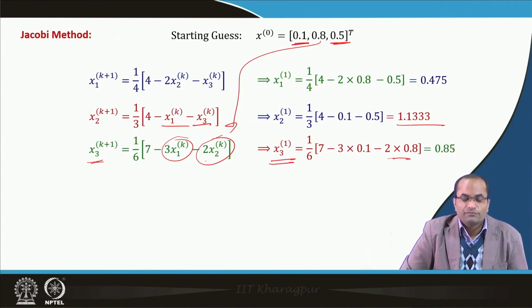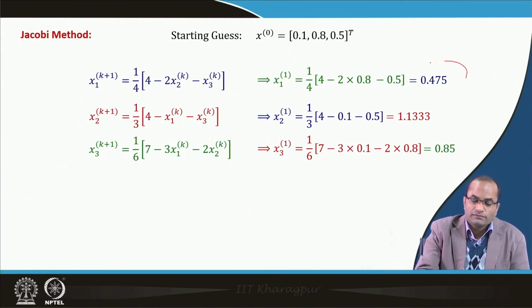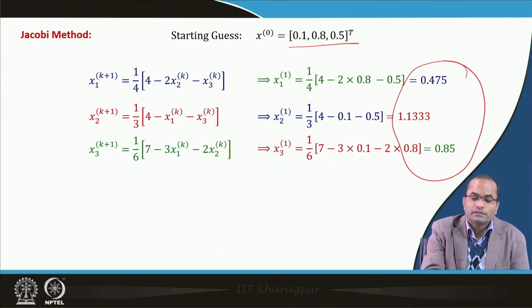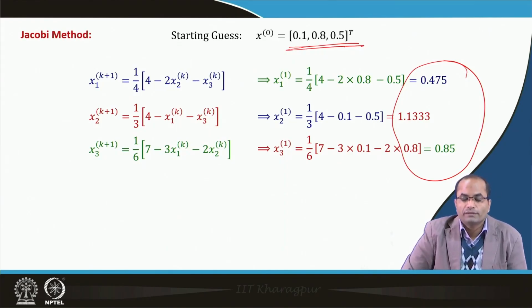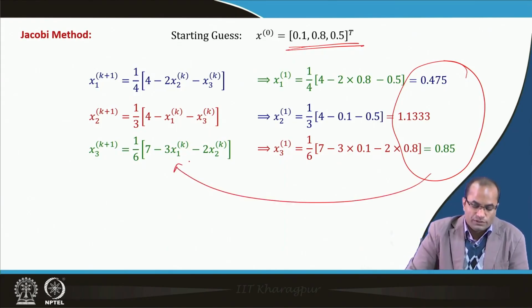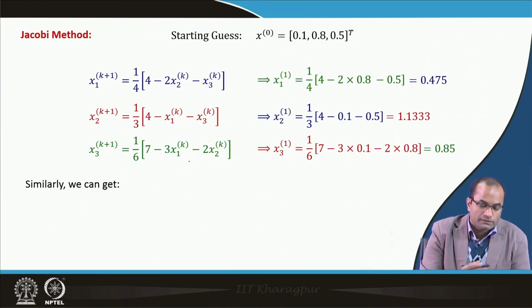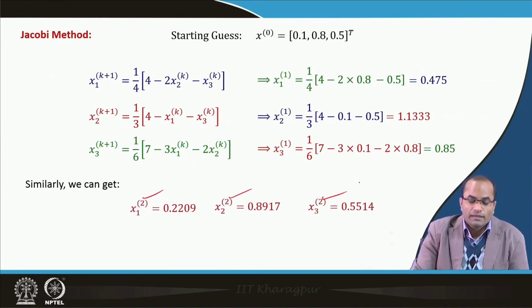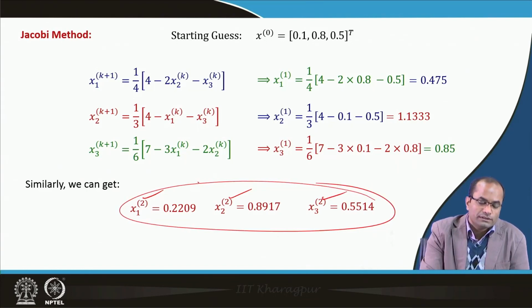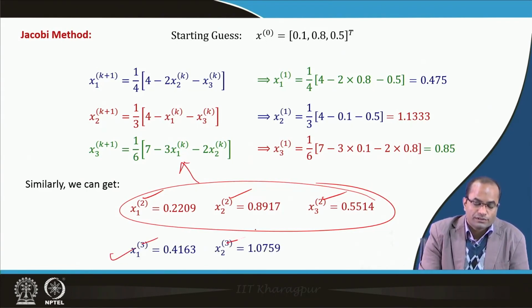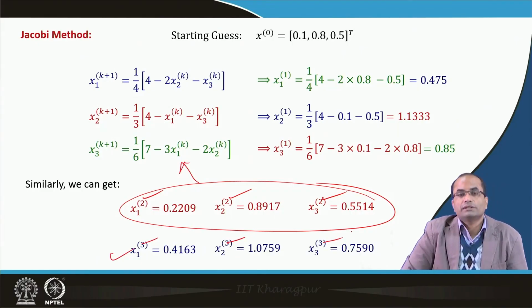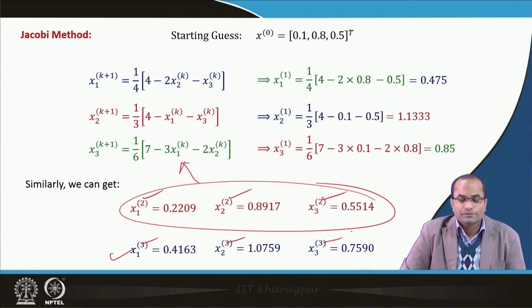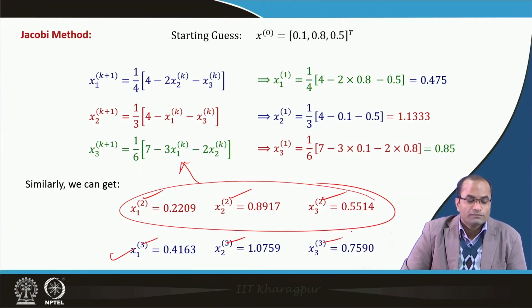this will give 0.85. And now, in the next iteration these values will be used instead of these 1, 0.1, 0.8, 0.5. So, if we use these values here, we will get the next values of x 1 after second iteration, x 2 after second iteration, x 3 after second iteration, and then if we use these values in this scheme again, then we will get x 1 after third iteration, x 2 after third iteration, and then x 3 after third iteration. Well, so this was the Jacobi method.